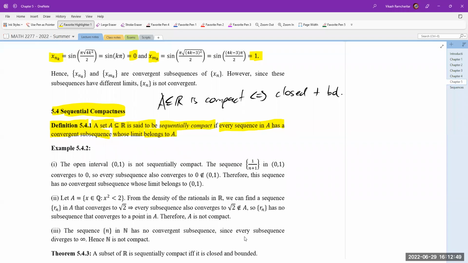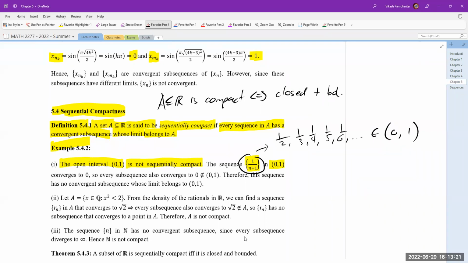So let's look at some examples. The open interval (0, 1) is not sequentially compact. Why is it not sequentially compact? Because I could find a sequence, 1 over n plus 1, in the set. All the terms of the sequence belong to the set. If you don't believe me, let's write it out: a half, a third, a quarter, a fifth, a sixth, and so on. All of these terms belong to the open interval (0, 1), so it's a sequence in the set.